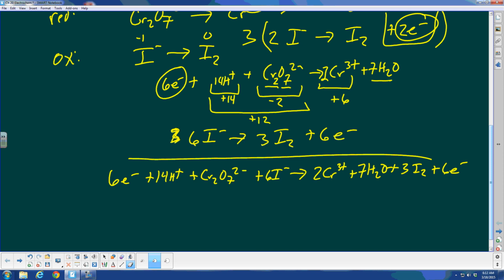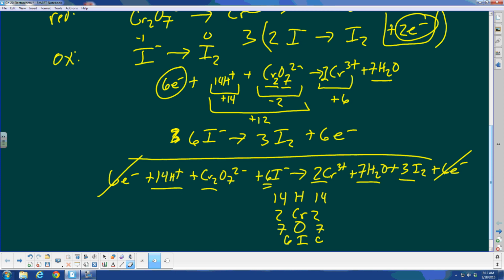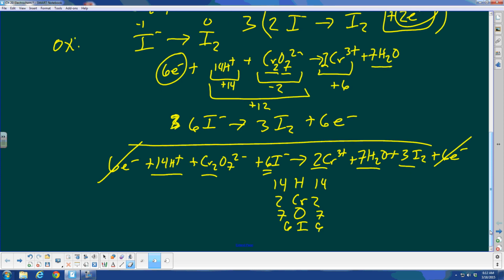And then we simplify. Electrons should always go, right? Is there anything else I can simplify? The answer is no. So let's check. How many hydrogens here? I have 14 hydrogens on the left. Good. How many on the right? 14, right? 7 times 2. Chromiums: I have 2 chromiums here and 2 chromiums there. Oxygens: I have 7 on the left and 7 on the right. And iodines: I have 6 on the left, and 3 times 2 is 6 on the right. And the last thing we need to balance is charge.